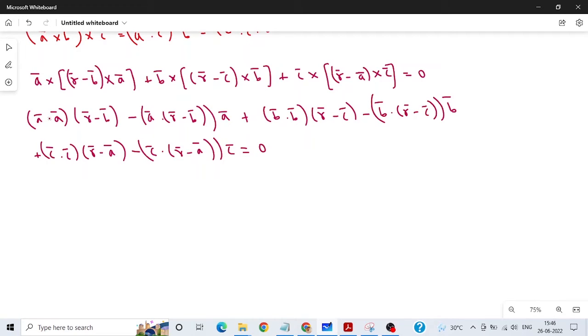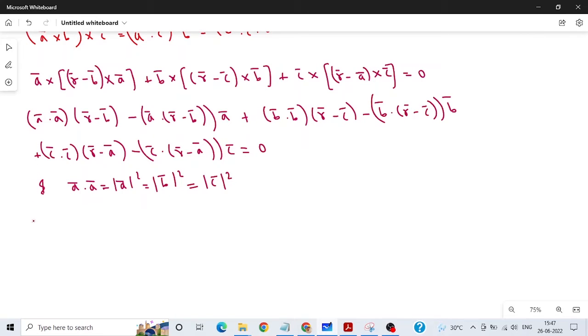Now, as we can see, we have A bar dot A bar, B bar dot B bar, and C bar dot C bar. We know that A bar dot A bar is equal to magnitude of A bar square. This is going to be equal to magnitude of B bar square because it's given in the question, and this is equal to magnitude of C bar square. So this is given.